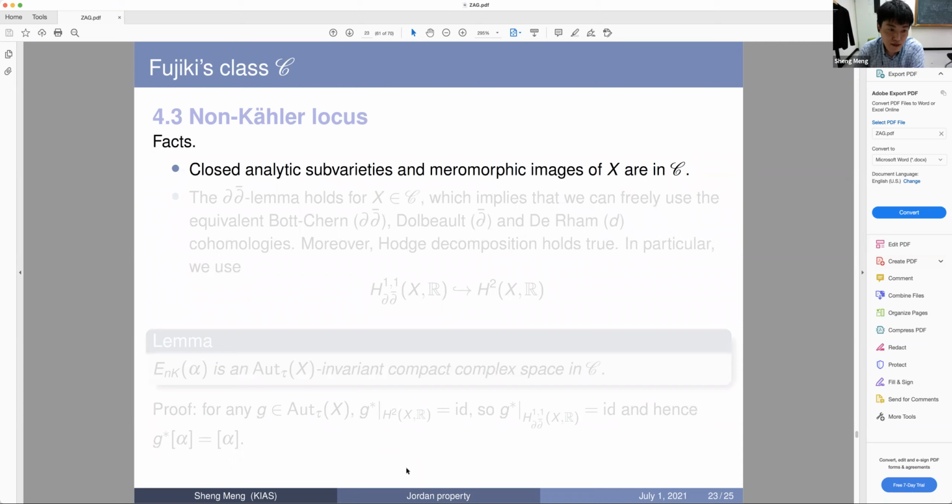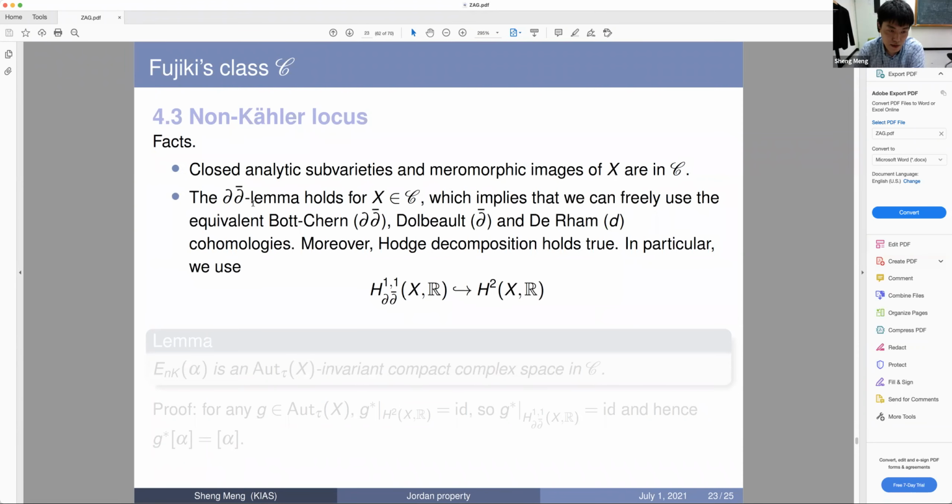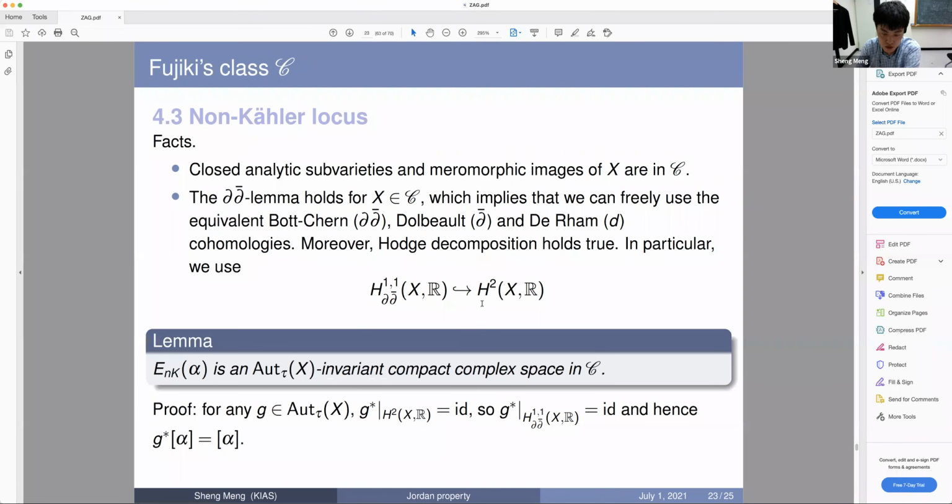There are several basic facts that closed analytic subvarieties and meromorphic images of X are always in Fujiki's class C. So our non-Kähler locus is still in Fujiki's class, and the ∂∂-bar lemma holds for Fujiki's class, which implies that we can freely use the equivalent Bott-Chern cohomology and Dolbeault cohomology or de Rham cohomologies. Moreover, the Hodge decomposition holds true here. In particular, we can use the embedding of H^{1,1} into H²(X,R). As I mentioned, we only need to show the Jordan property of Aut_τ, and Aut_τ is defined over H²(X,Q), equivalent to the action on H²(X,R). So we need the injection here.